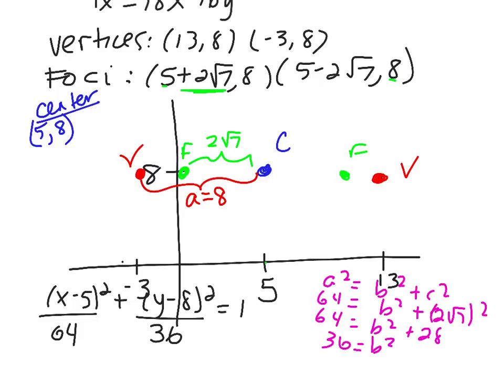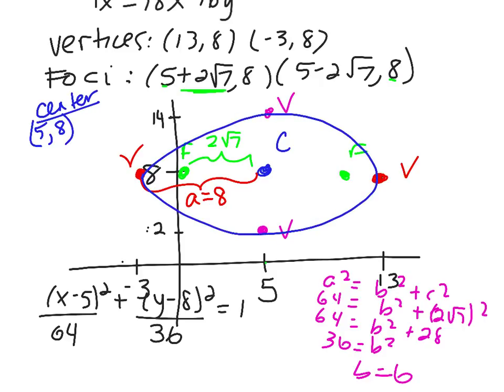Now I can finish graphing this. So my B is actually equal to 6. So I'm going to go now up, down 6. So up 6 is going to put me at 14, and down 6 is going to put me at 2. So here are my other vertices. And now I can draw my ellipse. So this would be my ellipse here, like this. Okay, and here's the equation here.